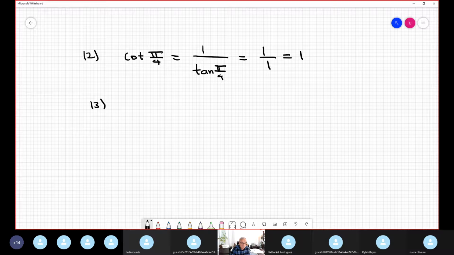Cotangent 45. Well, suppose I have no idea. Totally lost. It's 1 over tangent 45. But it's cotangent, no? Cotangent 45 is 1 over tangent 45. Yeah. It's tangent 45.